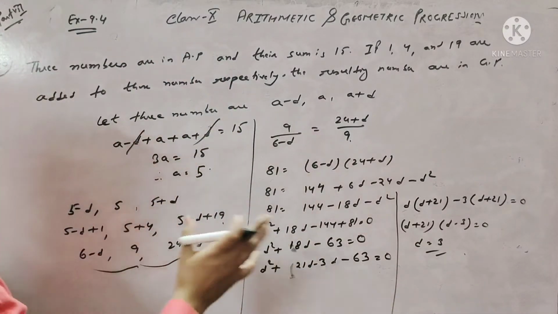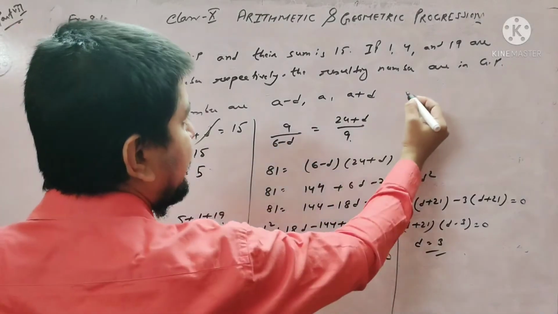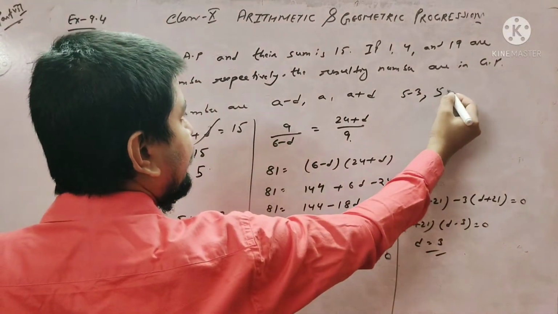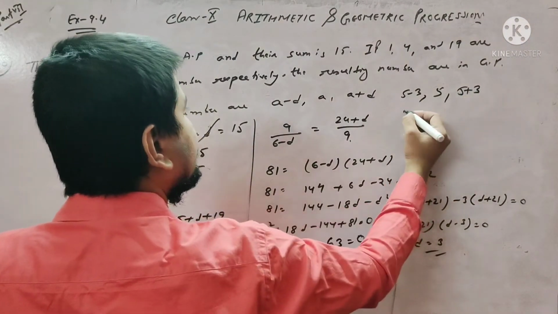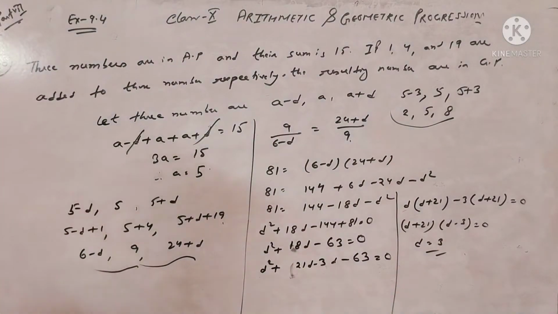Okay. So we got A and D here. So the numbers are A minus D, that is 5 minus 3, then 5, then 5 plus 3. That is 2, 5, 8 are the numbers. Okay. Note.